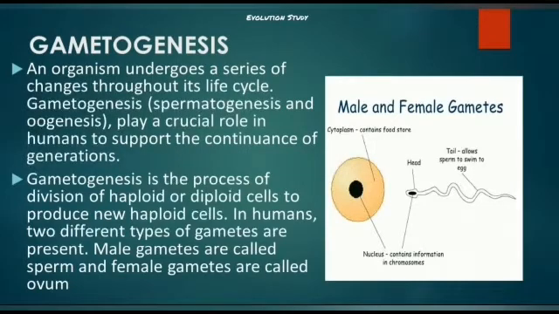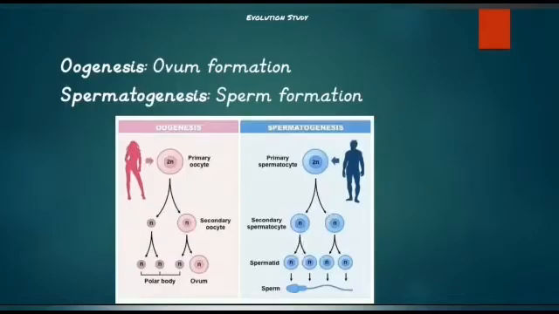In humans, two different types of gametes are present. Male gametes are called sperm and the female gametes are called ovum. As you can see, a picture is given here for your knowledge. Oogenesis is the ovum formation and spermatogenesis is the sperm formation. The two types of formation and how it forms are shown here through this picture.